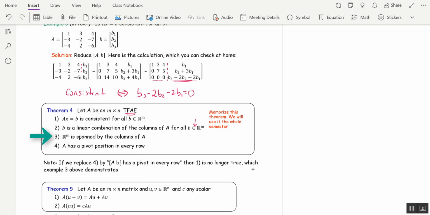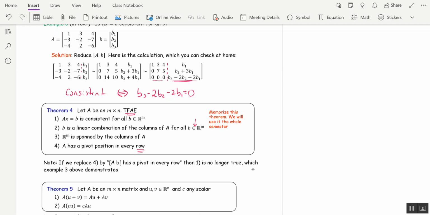Rm is spanned by the columns of A, because every vector in Rm can be written as a linear combination of the columns of A. And finally, A has a pivot in every row. Now, why is that important? That's illustrated by example 3 above.